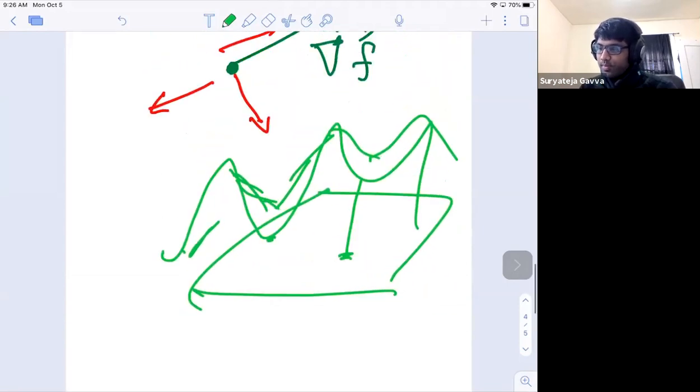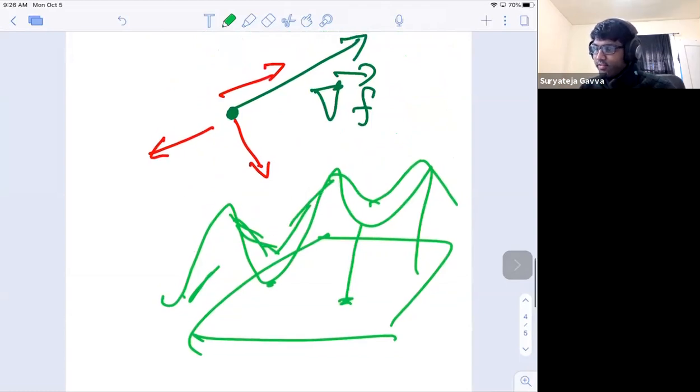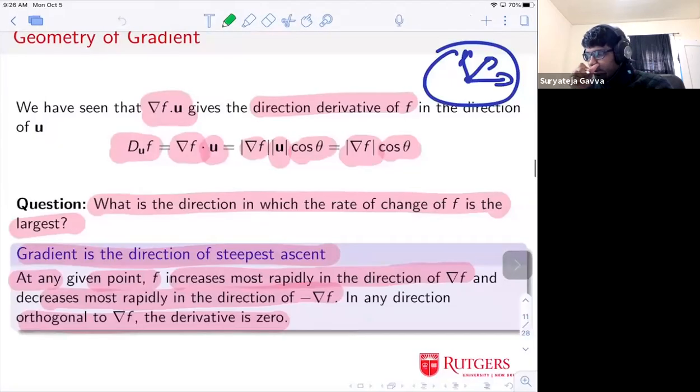So if f is the height of the hill or the cliffs or the terrain that you're trying to move on, you should move along the direction of the gradient vector. Okay, so this is really important.